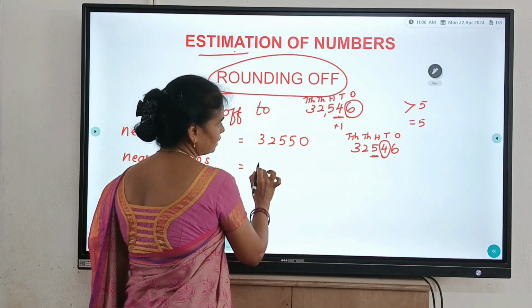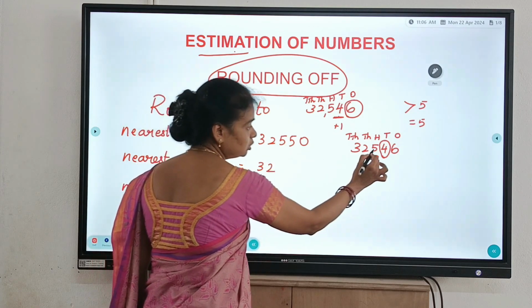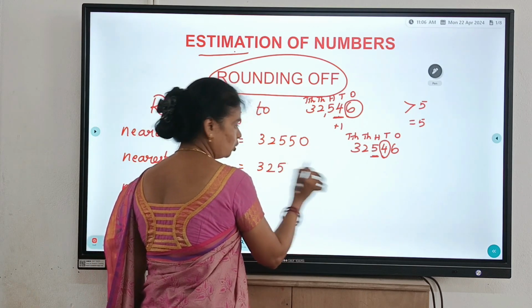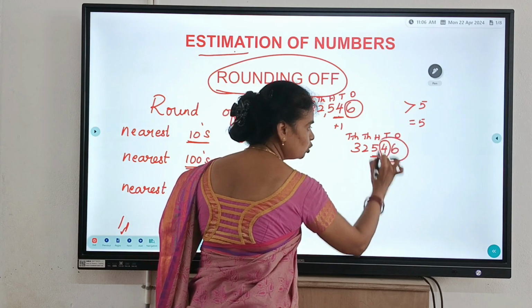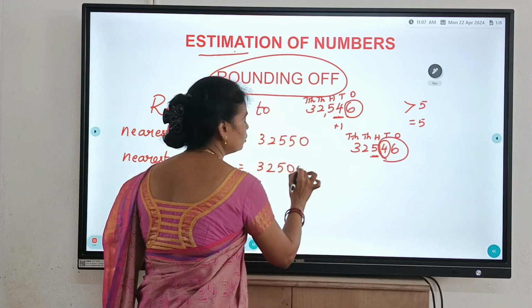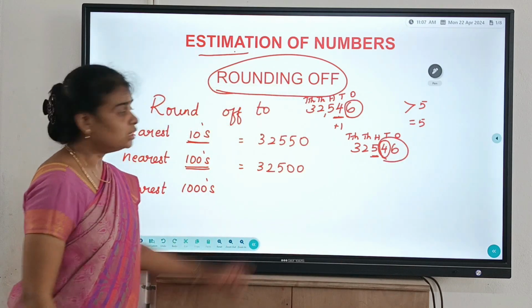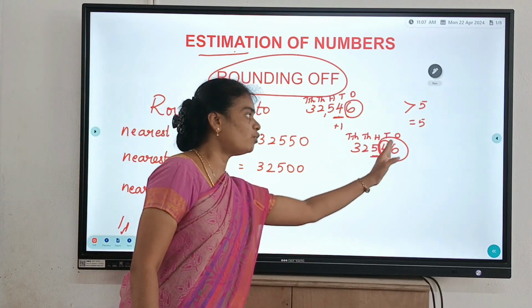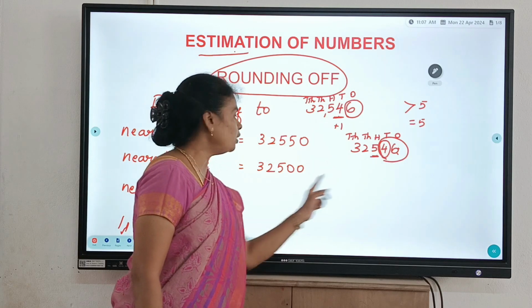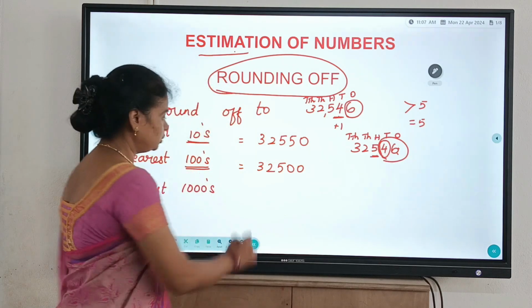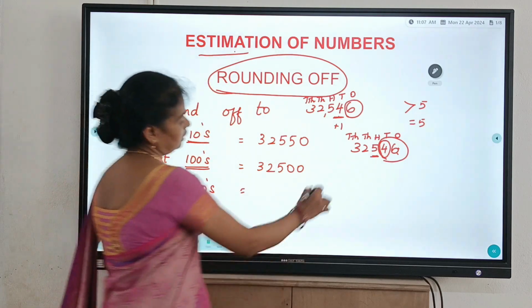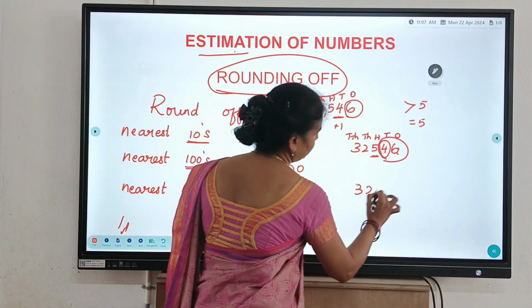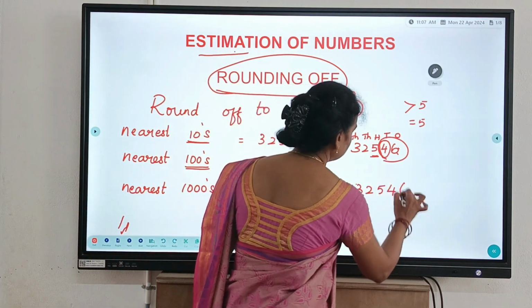So write the number as it is, 3, 2. This 5 will be written as 5 alone. And instead of these 2 digits, you will write 2 zeros here. So whichever number is rounded off, the digits following it will be written only as zeros. The next one. Again, we'll take the same example, 32,546.